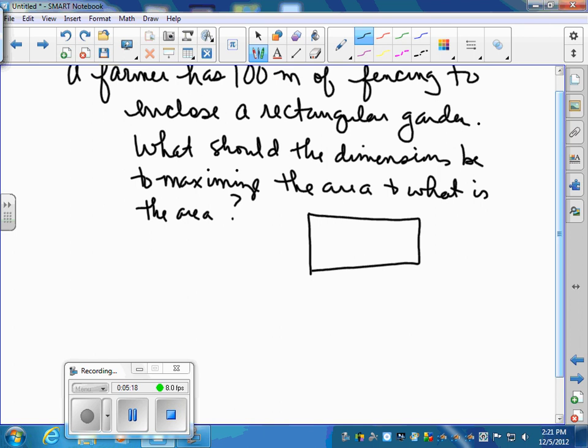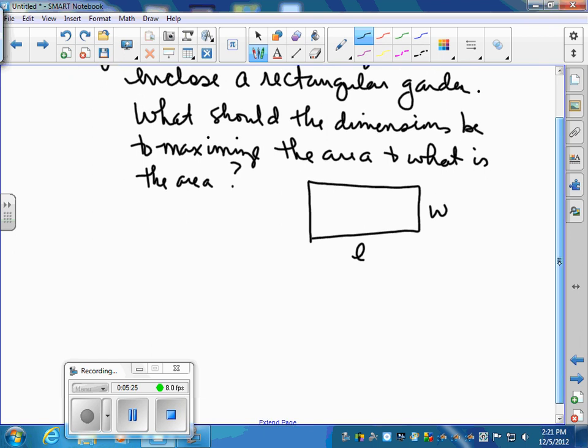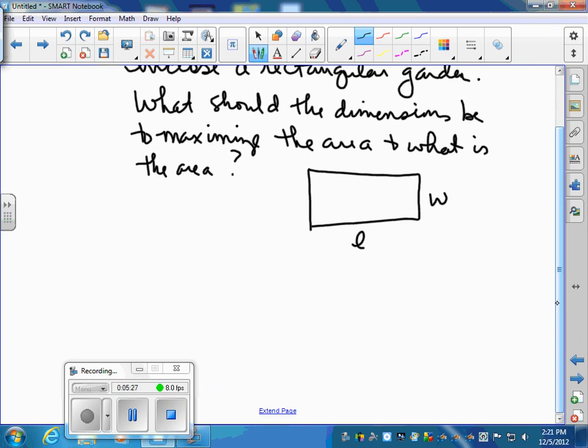I want to figure out what should my length and my width be so that I maximize the area of the garden. So step one, write an equation about the quantity they gave you. Well, they gave you 100 meters for fencing. Well, in this case, that would be the distance around the rectangle, your perimeter. So 100 would equal 2L plus 2W.